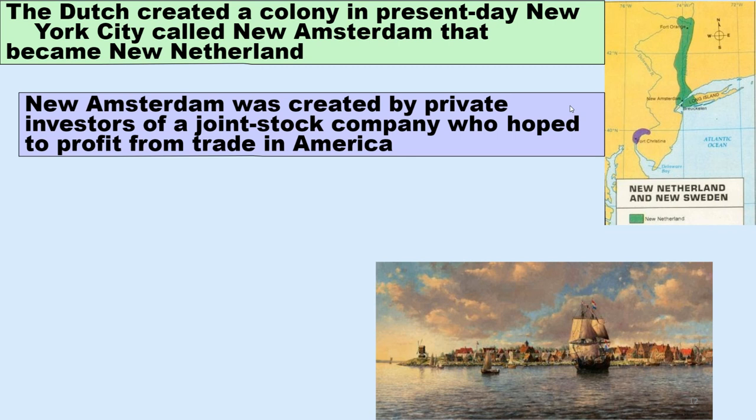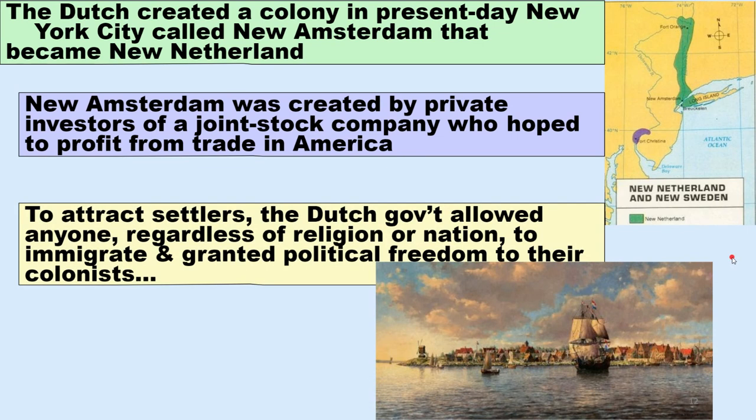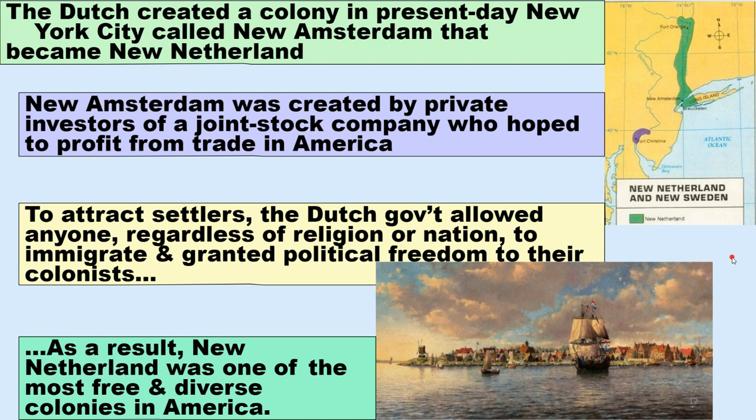And there is a painting of a Dutch ship. And this in the background is New Amsterdam. And New Amsterdam will later become New York City, but it'll take a while. But the Dutch also invited in people of various backgrounds because the Dutch wanted to make money. And they didn't really care who you were as long as you helped make money.